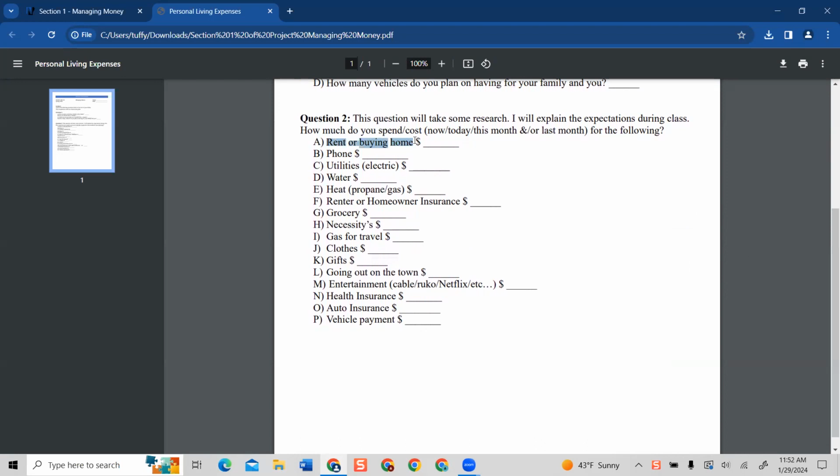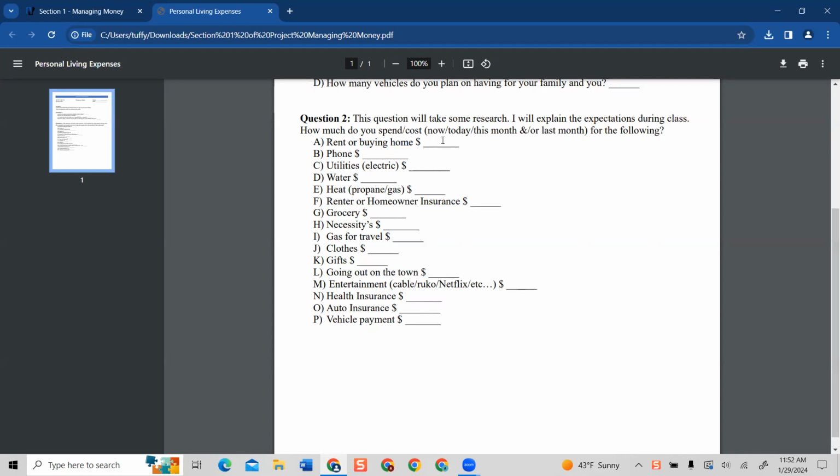Question 2, renting or buying a home. Are you currently renting a home or buying the home? If you have a scholarship and you don't have to pay anything, or if you're living at home with your guardians or parents or whoever, and you don't have these bills, then you need to find out if they're renting or buying, and then you select it.